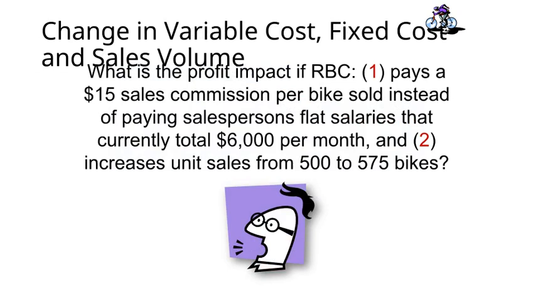Here is another complex question involving cost-volume profit relationships. What is the profit impact if RBC 1. Pays a $15 sales commission per bike sold instead of paying salespersons' flat salaries that currently total $6,000 per month, and 2. Increases unit sales from 500 to 575 bikes?